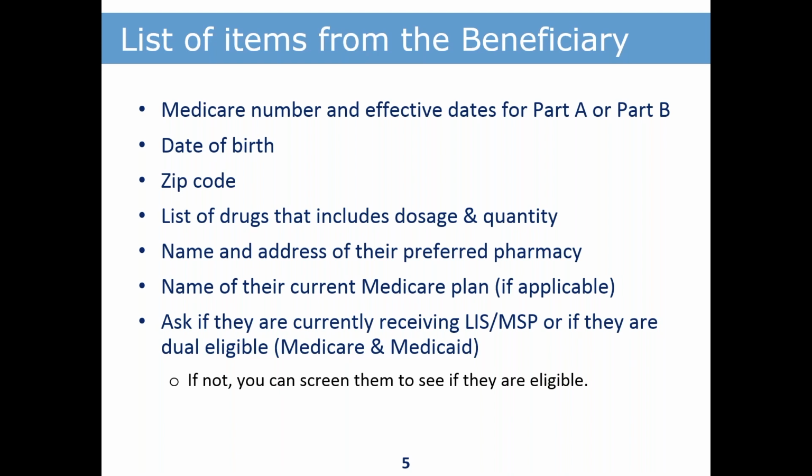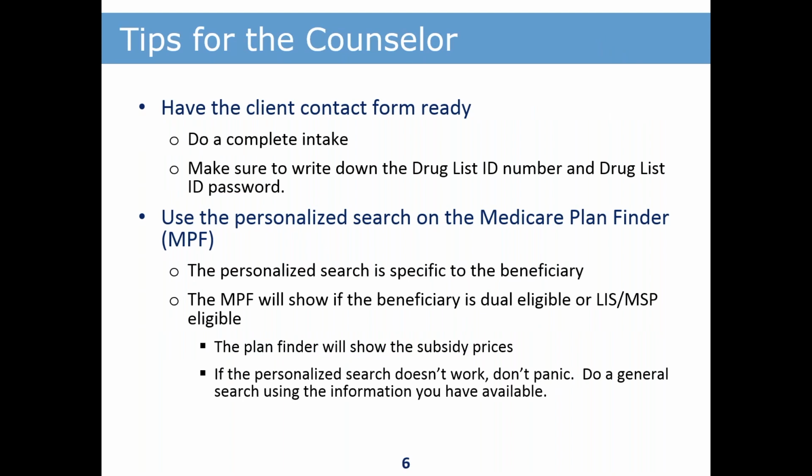Also, if they know what their current Medicare plan is, or drug plan, or Medicare Advantage plan, that's also going to help you. And if they're currently receiving Extra Help, LIS, or Medicare Savings Program, or if they have both Medicare and Medicaid, that's going to help you to know that. If they don't know, or you don't know, you can screen them to see if they're eligible. Also, sometimes a personalized Plan Finder search, which I'm going to talk about in a minute, will give you that information.